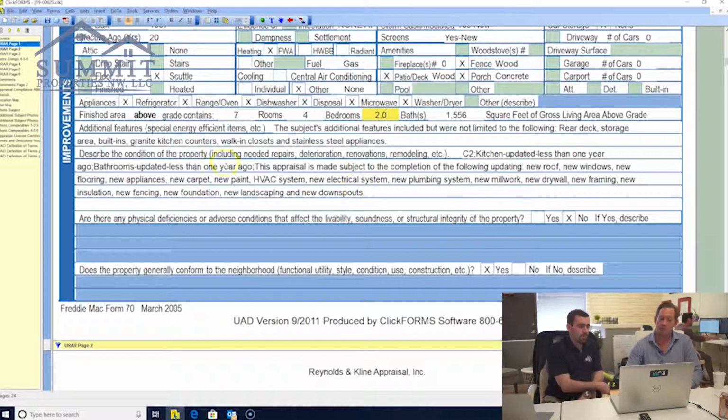Okay. So we're kind of looking forward. If all this remodeling was done as of today's date, that's what the value of this appraisal would be, because that's what you guys asked us to do.